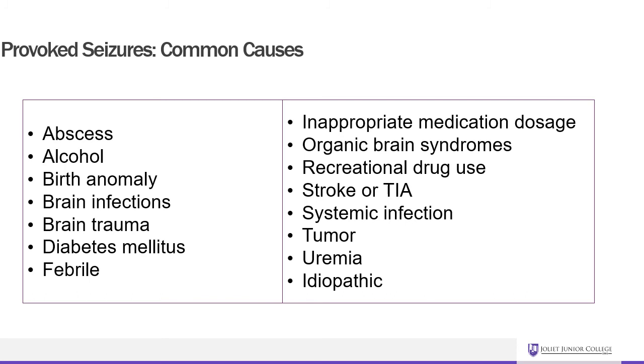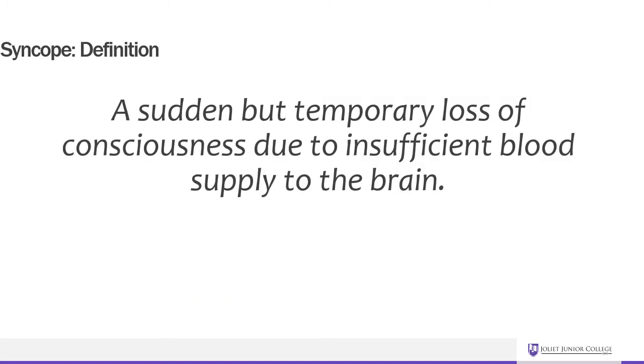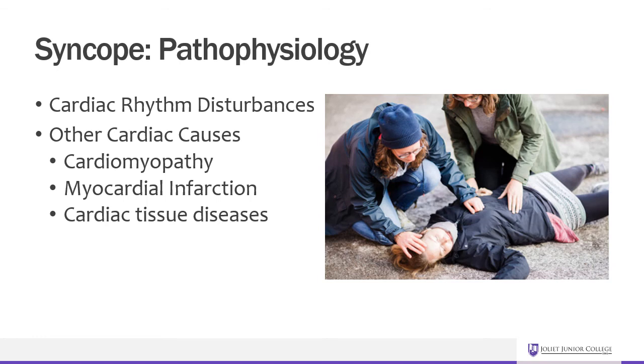We don't really know why they had a seizure. We just know that they did. Sometimes we never find out. So now let's talk about syncope. Syncope is defined as a sudden but temporary loss of consciousness due to insufficient blood supply to the brain. And I always throw in with loss of postural tone, meaning you fall down also. So a good definition of syncope.